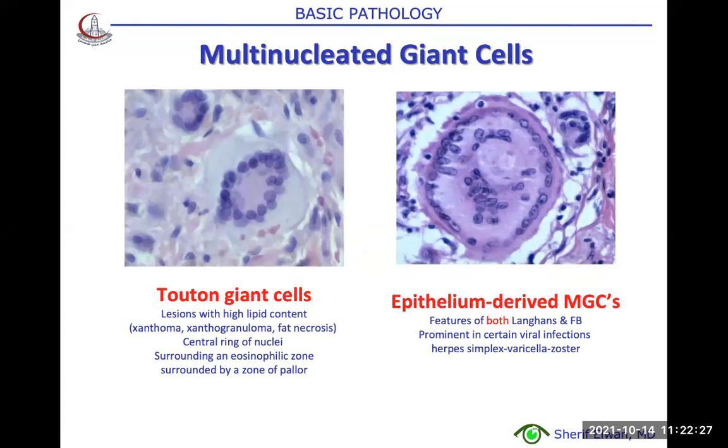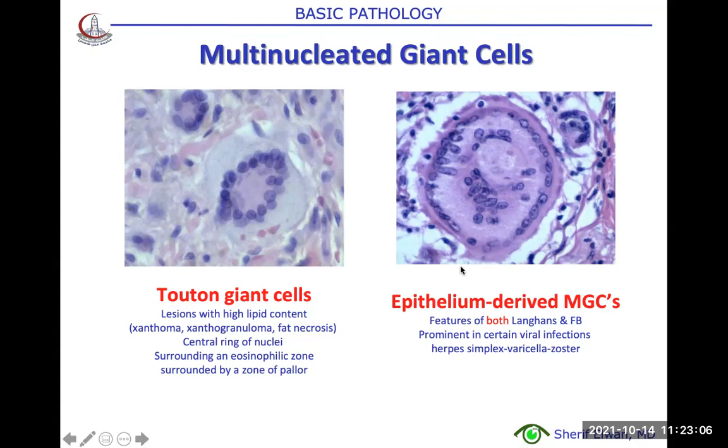Touton giant cells, where the nuclei are central and surrounding an eosinophilic, that is a red cytoplasmic zone, and a peripheral pale zone. By pale here, we mean non-eosinophilic, non-basophilic. While the epithelium-derived multinucleated giant cells have features of both Langerhans and foreign body, that is, the nuclei are arranged both in the periphery like a horseshoe and in the center like the foreign body giant cells.